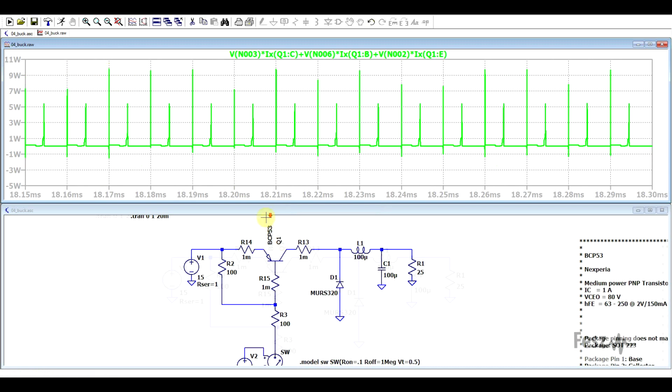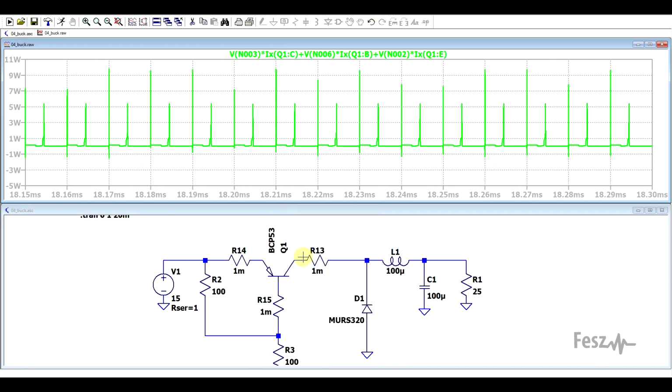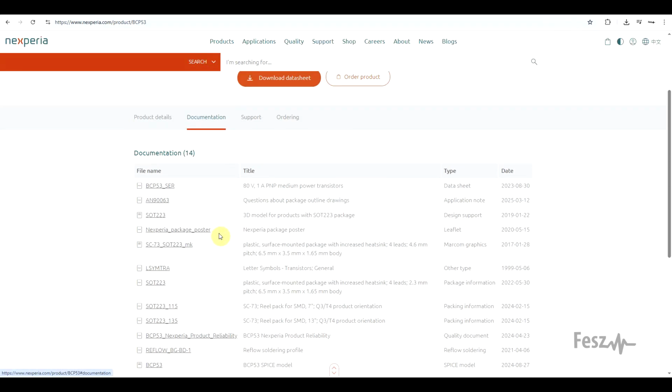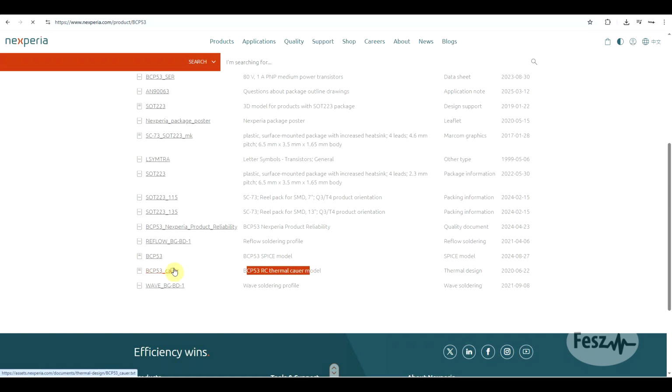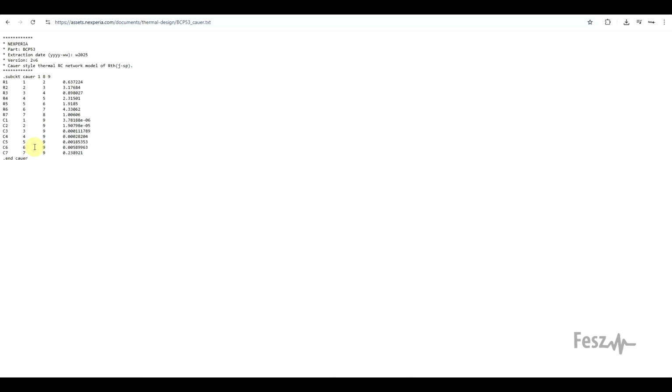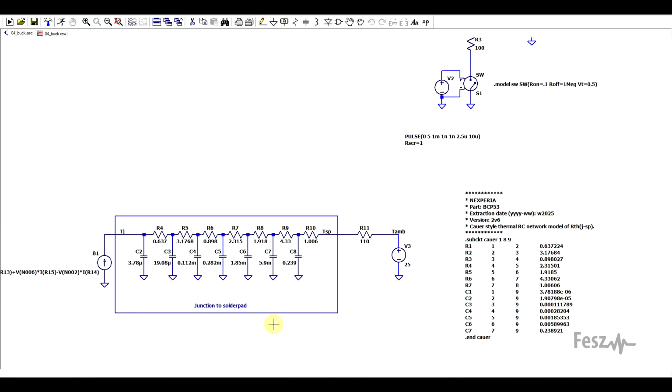Well, the reason why I chose this specific transistor is because the manufacturer also provides an RC thermal model. So we can use this to figure out what the junction temperature will be during the transients. So just to make things a bit more clear, I built the equivalent circuit based on the model data from separate resistors and capacitors. And I also added in a 110 solder point to ambient thermal resistance. So this is approximately what you get with 1 square centimeter of PCB pad.